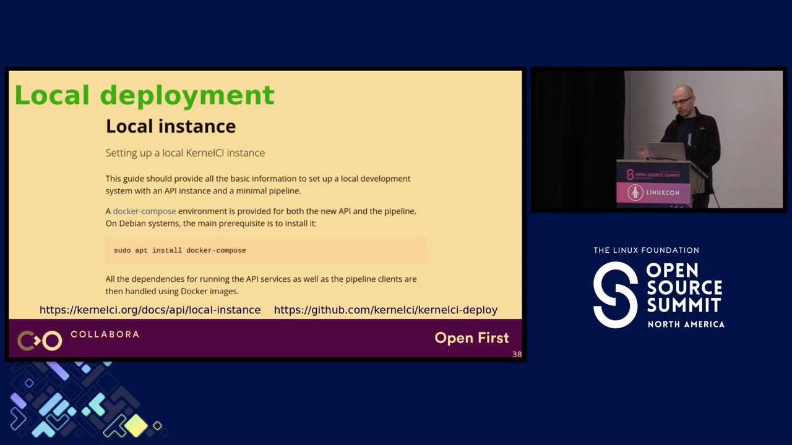If you feel a bit more adventurous and you'd like to create a local deployment, a local instance of your own, you can either do it fully manually by just following the documentation on creating a local instance, or you can switch to the semi-automatic way, which is now being transferred as one of the deployment types for KernelCI system and will be soon available in the KernelCI deploy repository.